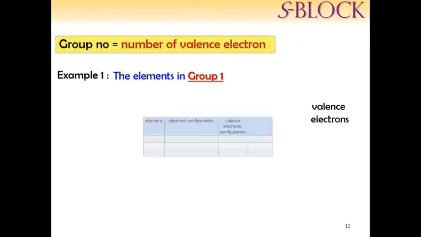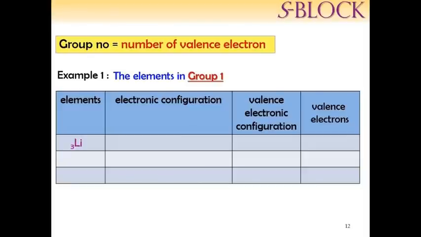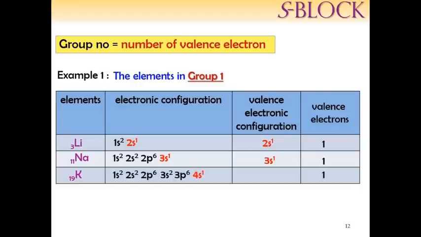For the s block, a few examples of elements in group 1: the group number is equal to the number of valence electrons. Examples of elements are lithium, sodium, and also potassium. The electronic configuration of lithium is 1s2 2s1. The valence electron configuration is 2s1 and the valence electron is 1.